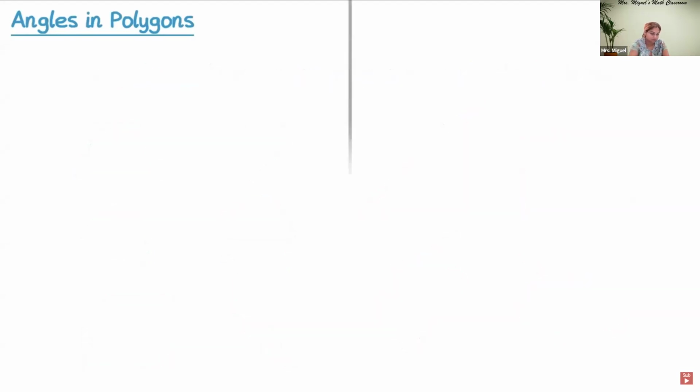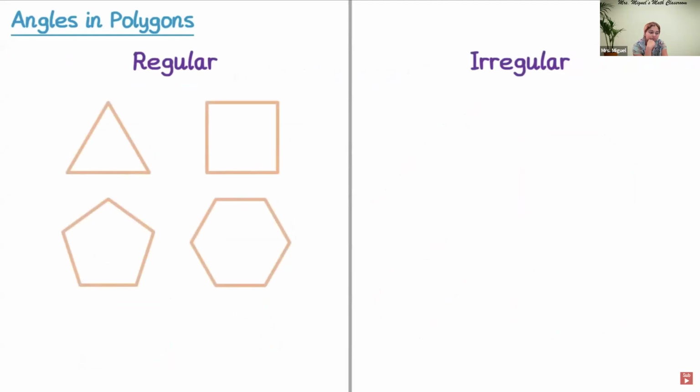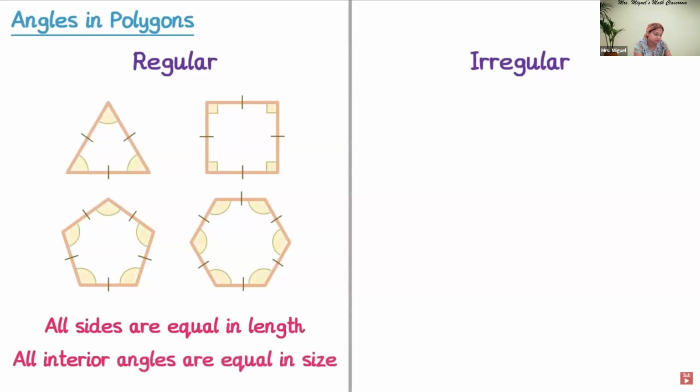We can split polygons into two categories. We have polygons that we call regular polygons and also irregular polygons. These polygons are regular. What makes them regular is that all of their sides are equal in length. And additionally, all of the interior angles are equal in size. If either of these statements are not true, then the polygon would be irregular.